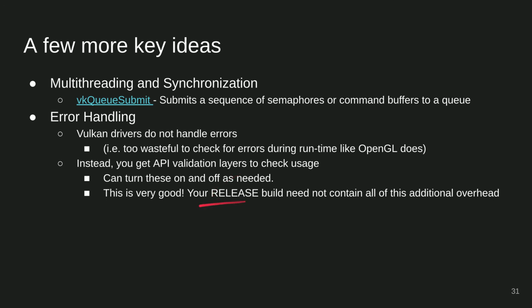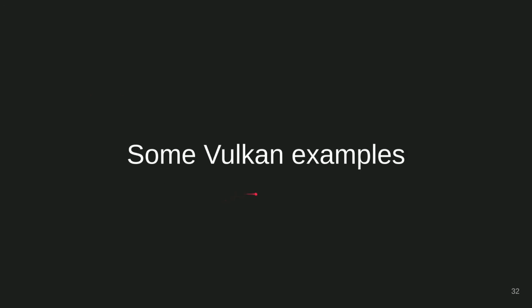So you can have your release build of software that doesn't do any error checking and runs super fast. But when you're developing Vulkan applications, you can turn on these validation layers, which is super, super cool. Again, you don't have to have all this additional overhead.